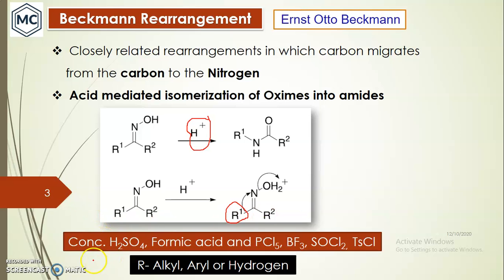And the acids used are concentrated sulfuric acid or formic acid, and phosphorus pentachloride and boron trifluoride, thionyl chloride and tosyl chloride. And these reagents can be used as an acid or instead of acid. And R can be alkyl, aryl or hydrogen.